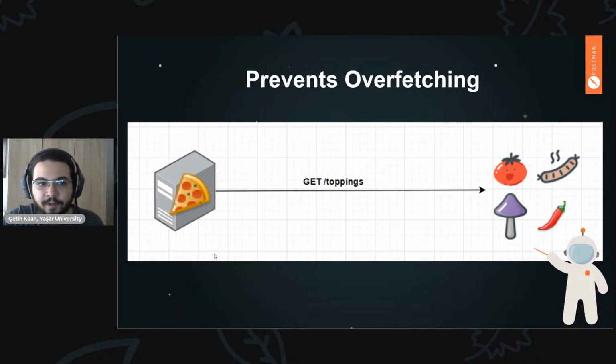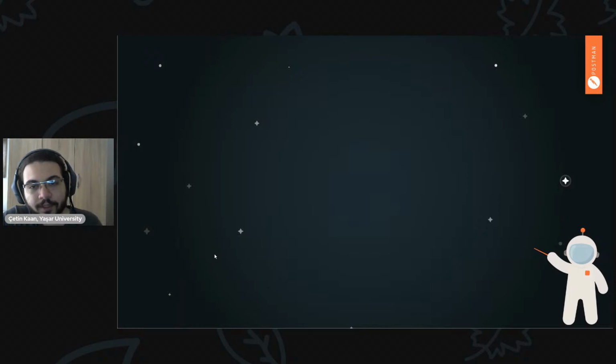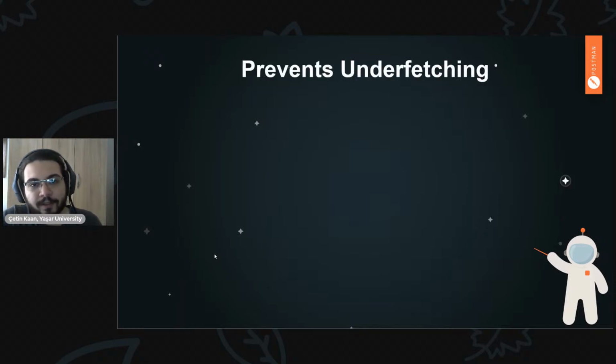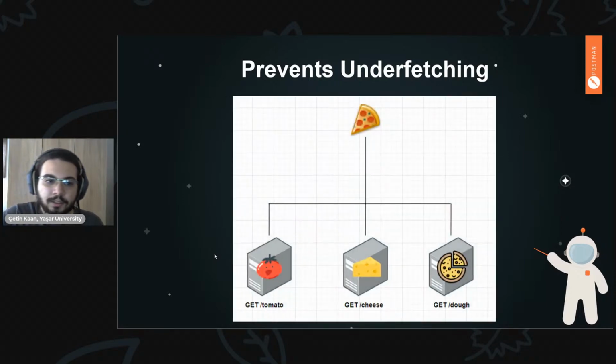Now, GraphQL, as I mentioned, solves this problem. If I wanted to get only the shrooms, I can specifically say just get the shrooms in GraphQL, but I can't in REST API, and I can overfetch the data. Another benefit is that it prevents underfetching. Underfetching is the opposite of overfetching, as its name suggests.